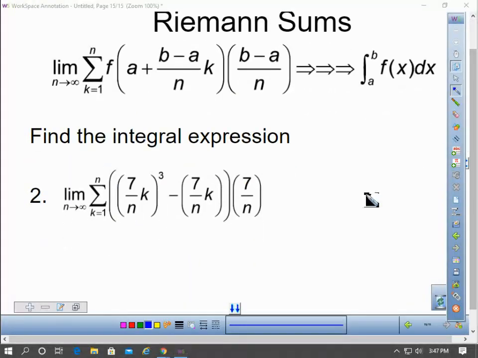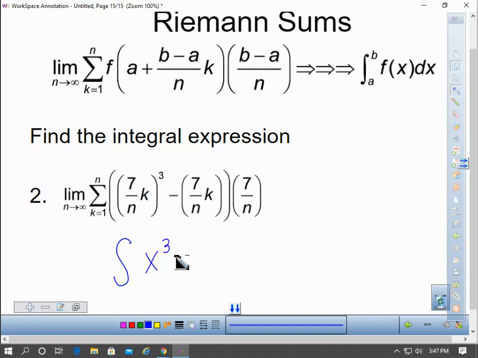And if you want to pause it and try it first, do it yourself first, and then check the answer with me, you can. Pause it now and then start me up later. All right. So I want to do the same thing. Find the integral from this one. We know the limit and the summation symbol, they're always there. So right here is my f of x, my function. So it's the integral of this thing, x cubed minus x. And notice this expression in here, the b minus a over n, that's the 7 over n. So I know b minus a has to be 7.